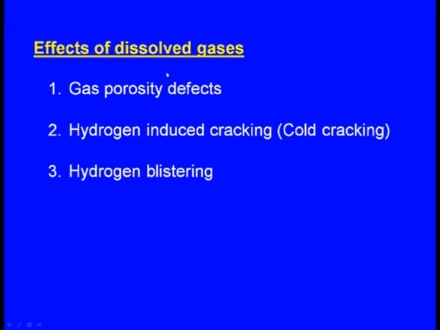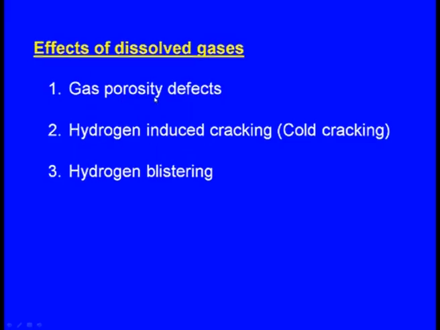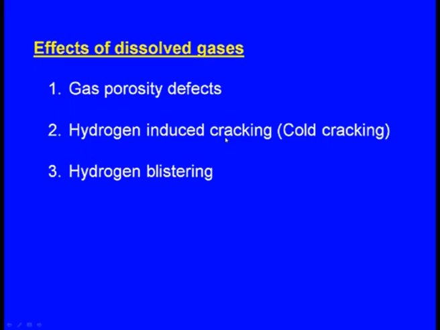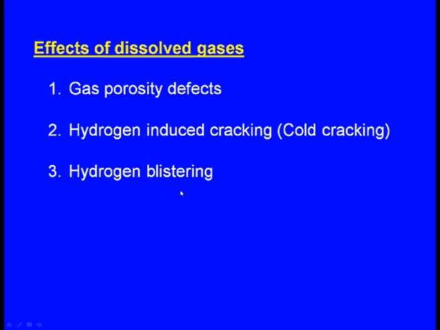Now, the question is, so what if the gases are going inside the molten metal, what is the problem? What are the adverse effects of the dissolved gases? One is the gas porosity defects. Second one, hydrogen induced cracking, also known as cold cracking. Third adverse effect of dissolved gas is hydrogen blistering. Now, let us see all these details.